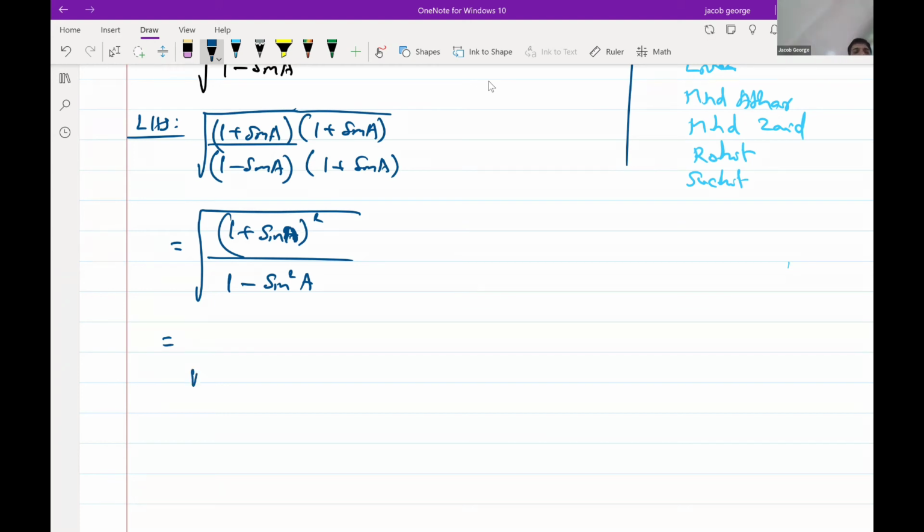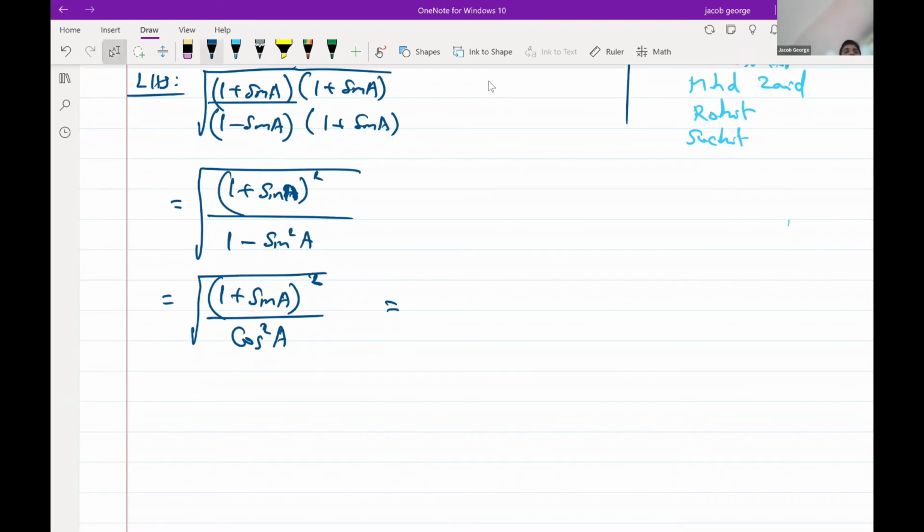So this will be root of 1 plus sin A the whole square upon cos square A. Is that clear? 1 minus sin square A is cos square A. In class 9, we studied root of x square. If root and square is there, we can cancel that. What is root of x square? It is x, right?